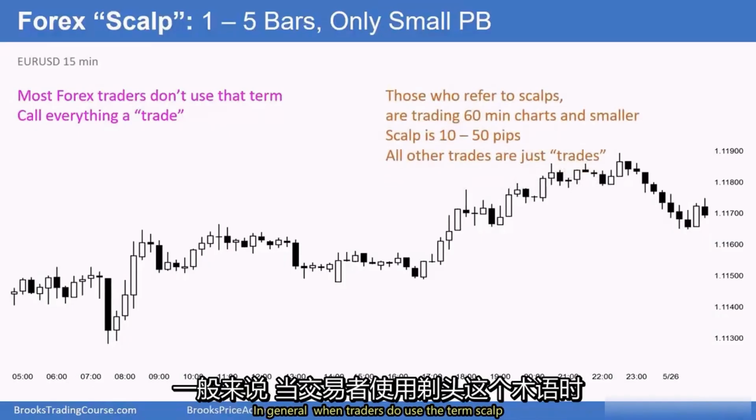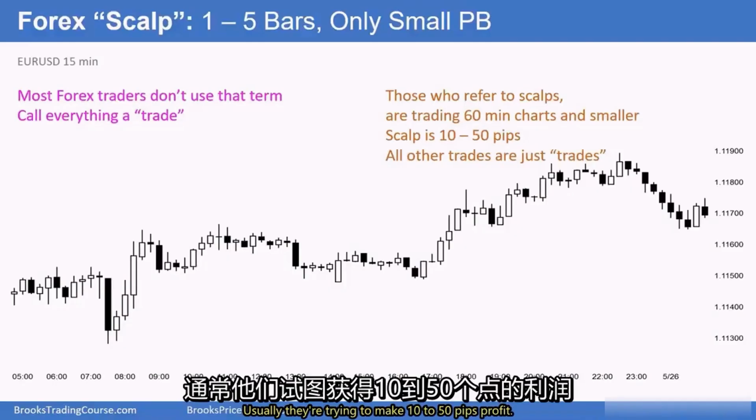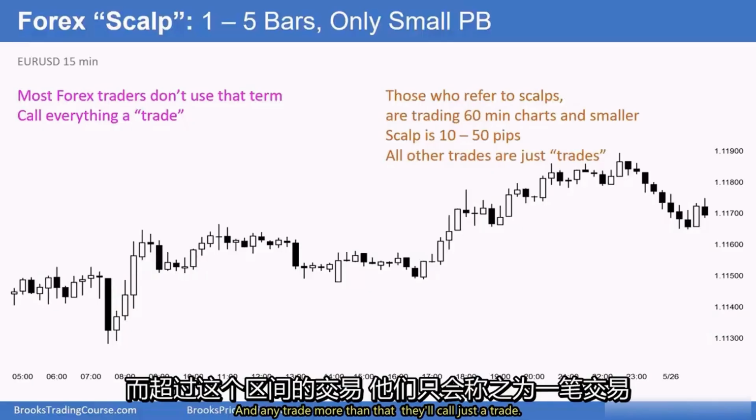In general, when traders do use the term scalp, they're talking about trading smaller time frame charts, not hourly charts. Usually they're trying to make 10 to 50 pips profit, and any trade more than that they'll call just a trade.